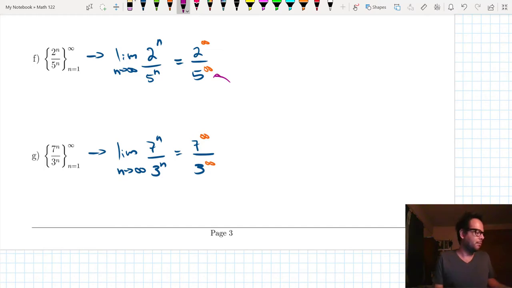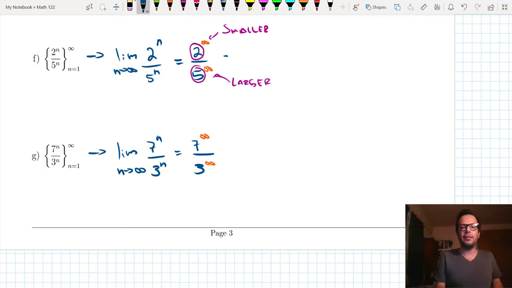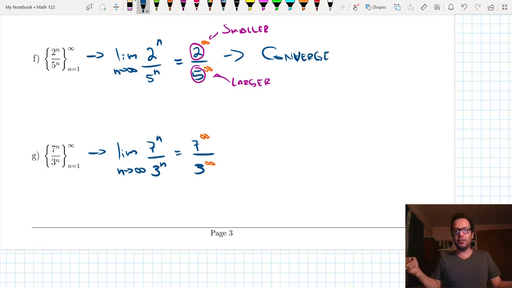this is bigger, right? This is larger. This is smaller. How do we know? Well, look at the base. 2 is smaller than 5. So in this case, this will converge. Because we would be dividing by a larger quantity, by a huge quantity, and if we divide by a huge quantity, the quantity gets smaller.